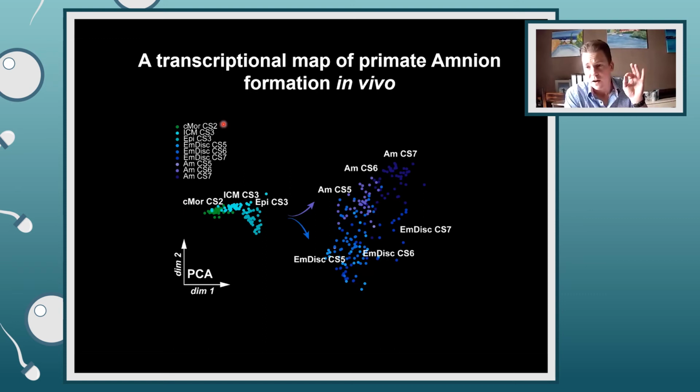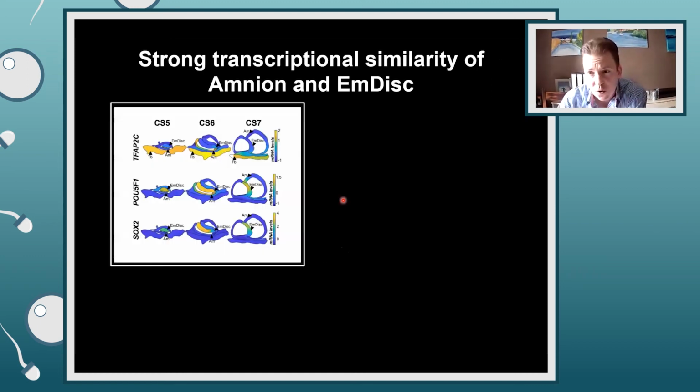We started to look at this now at the transcriptome level. So this is a transcriptional map, how the amnion lineage emerges in the primate from the compacted morula to the ICM epiblast, and then the 2 lineages segregate. And what we find is that there's a strong similarity between those lineages, between the amnion and the embryonic disc. And so if we look at the markers here, so this would be TFAP2C is expressed in the early amnion. OCT4, the pluripotency marker, is shared. It's lower in the amnion, but it's sort of sustained.